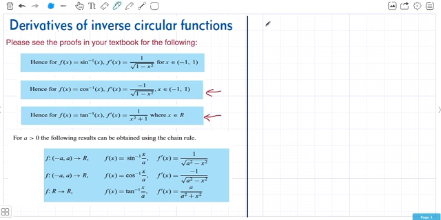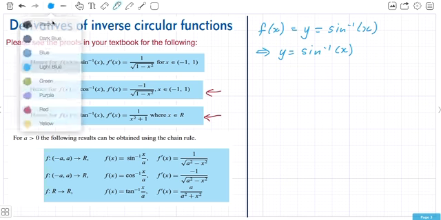We've got our function and we're going to call that y. So our function is y, and that is equal to inverse sine of x. Basically, instead of writing f of x, we're just going to write y equals inverse sine of x. Now to differentiate this is a bit of a pain because we don't know what to do with this inverse sine.